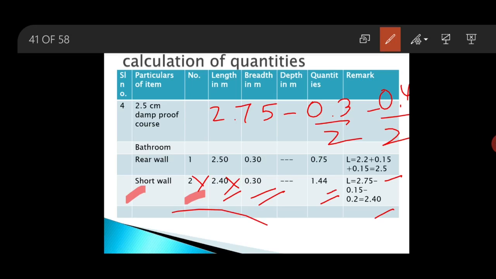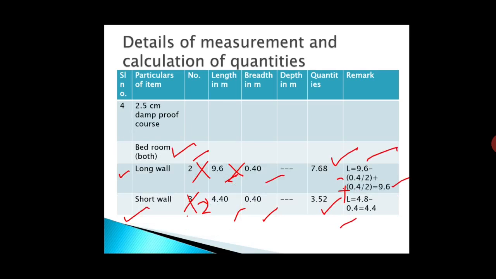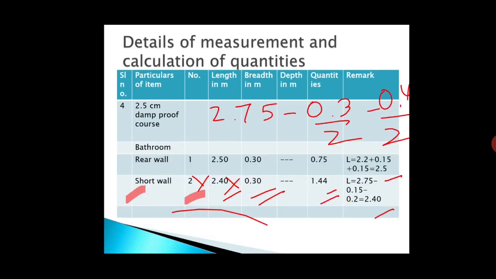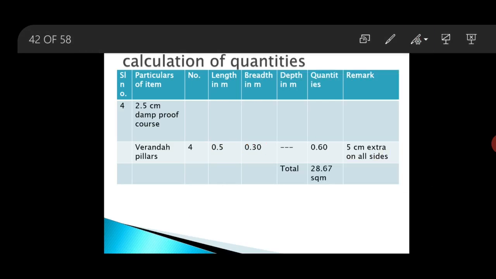So we will add all these portions: drawing room long wall short wall, then bedroom combined long wall short wall, then bathroom rear wall short wall and veranda. After adding all these we will get the total quantity as 28.67 square meter. But this is not the net quantity, as we have to deduct the openings, the door openings from the quantity. Okay.